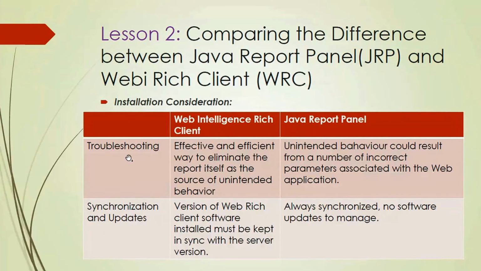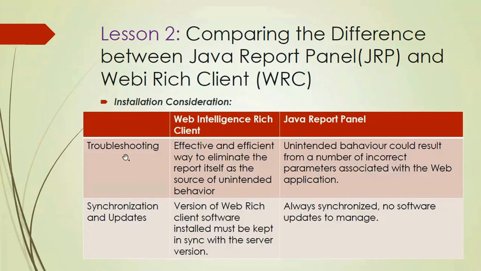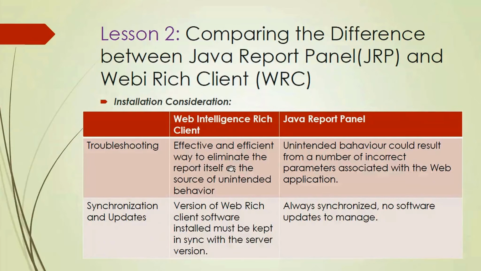On installation consideration, for troubleshooting, what do we need to do? The Web Intelligence Rich Client tool is an effective and efficient way to eliminate the report itself as the source of unintended behavior, while in Java Report Panel, unintended behavior could result from a number of incorrect parameters associated with the web application. So while troubleshooting, Rich Client is more effective and efficient, while in Java Report Panel it is not that effective.